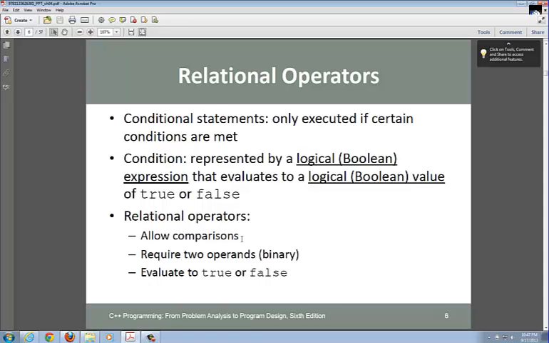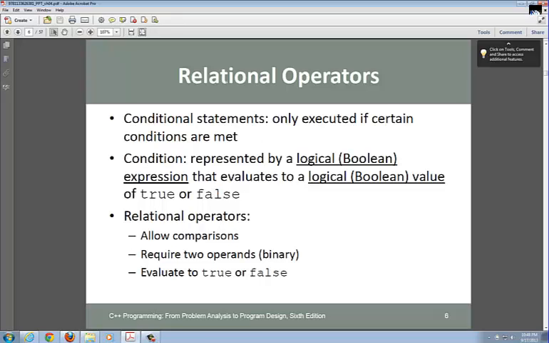Relational operators are conditional statements that only execute if certain conditions are met. So what does that mean? It has to be true before you can actually execute it. If it's false, you don't execute it at all. You just skip over to the next statement. That's what it means: it executes if a certain condition is met, meaning if it's true. In this case, the conditional representation is the Boolean logic, so it's either going to be true or false.